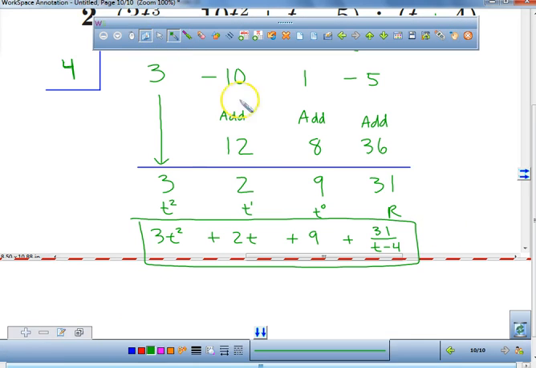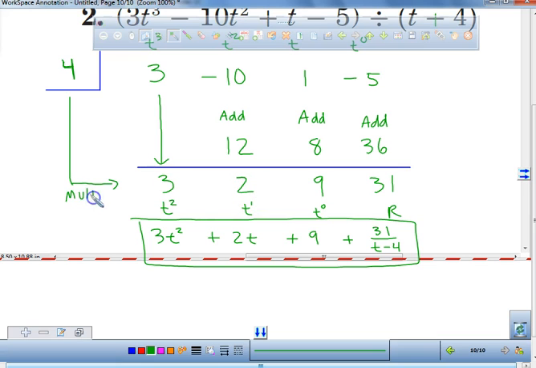Just remember, when you're doing synthetic division, you're going to take this 4, everybody. This 4 you're going to take, and you're going to do what to the 4 for all these numbers? You're going to multiply. Okay, you're multiplying the 4 to all the numbers that you get after you've added. You add these, then you multiply. Then you add these, then you multiply. Then you add these. Whenever you're done, that's your remainder. Now, if it's 0, that means it goes into it perfectly. It goes into it evenly.